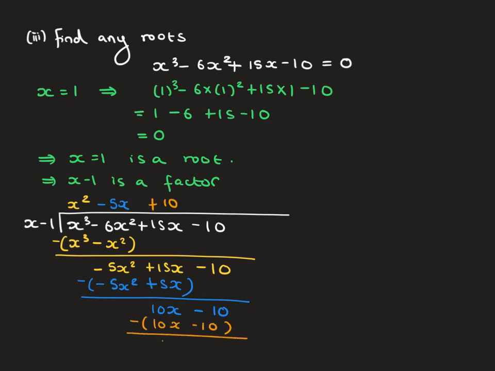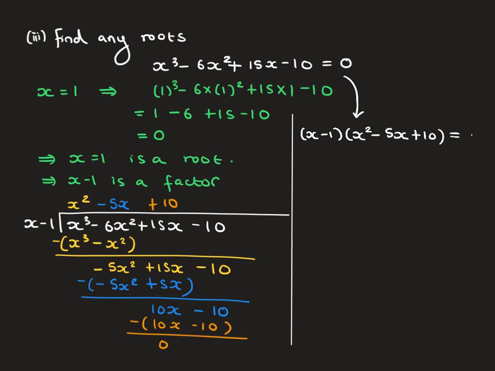a remainder of 0. So what we can now do is write the original function as a product of the linear factor and the quadratic factor. So remember, the equation that we were solving here, we can now write in its factorised form, x minus 1 multiplied by x squared minus 5x plus 10 equals 0. We've dealt with x minus 1, and we know that x equals 1 is a root, but what happens if we set x squared minus 5x plus 10 equal to 0 and try and solve this?